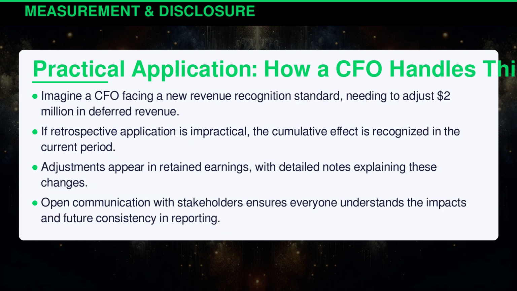Imagine a CFO facing a new revenue recognition standard, needing to adjust $2 million in deferred revenue. If retrospective application is impractical, the cumulative effect is recognized in the current period. Adjustments appear in retained earnings, with detailed notes explaining these changes. Open communication with stakeholders ensures everyone understands the impacts and future consistency in reporting.